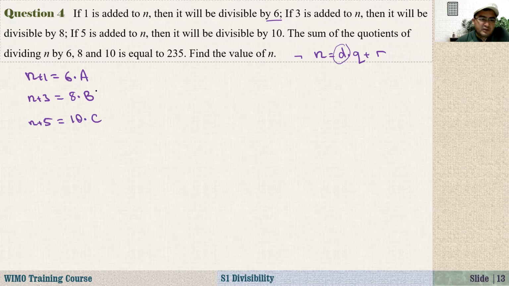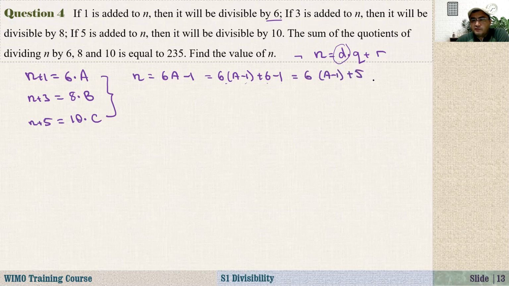Now from here, what can I do? First, you see here, if you add 1, n plus 1 is divisible by 6. So let me write it like this: n is equal to 6a, taking minus 1 to the right-hand side, minus 1. This 6 times a, I can write as 6a minus 6 plus 6 minus 1, because 6 times minus 1 is minus 6, plus 6 equals 0, and here we have minus 1. Now I can write it as 6 times a minus 1, plus 5.